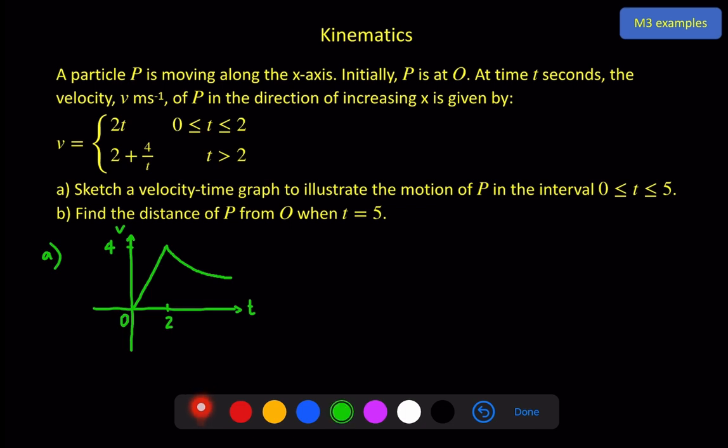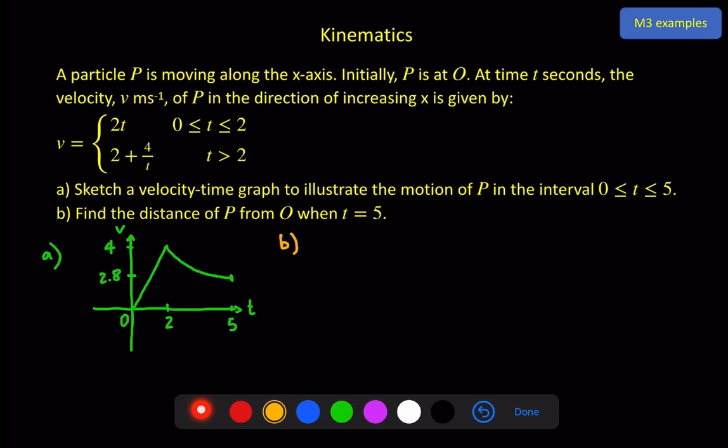What I'm going to do instead is have that key point here and put on the value of v at that point. So when t is 5, that gives us a 4 over 5. 2 plus 4 over 5 is 2.8. And if you were to continue this, as I said, it would get closer to an asymptote at v equals 2. Part B, find the distance of P from O when t is equal to 5.